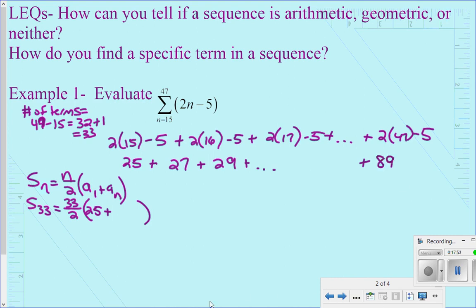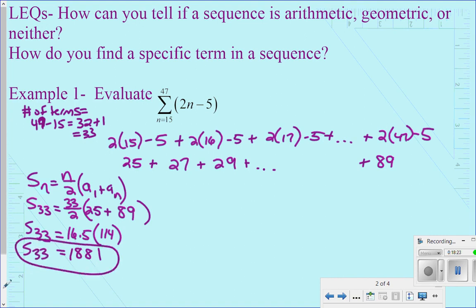Okay. And now I can put 89 in my finite sum formula. So S sub 33, the sum of those 33 terms, is 16 and a half, is 33 halves, times 25 plus 89 is 114. And when I multiply 16 and a half times 114, I get 1,881. That is the sum of those 33 terms.